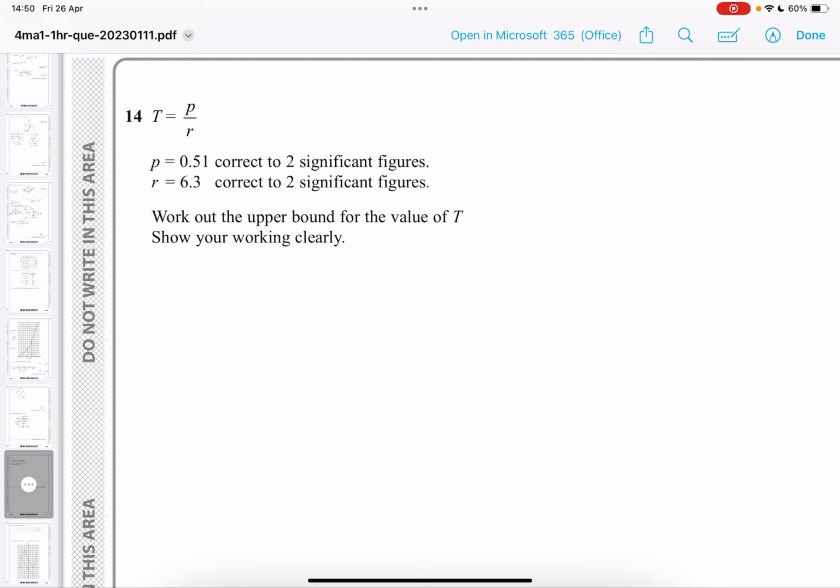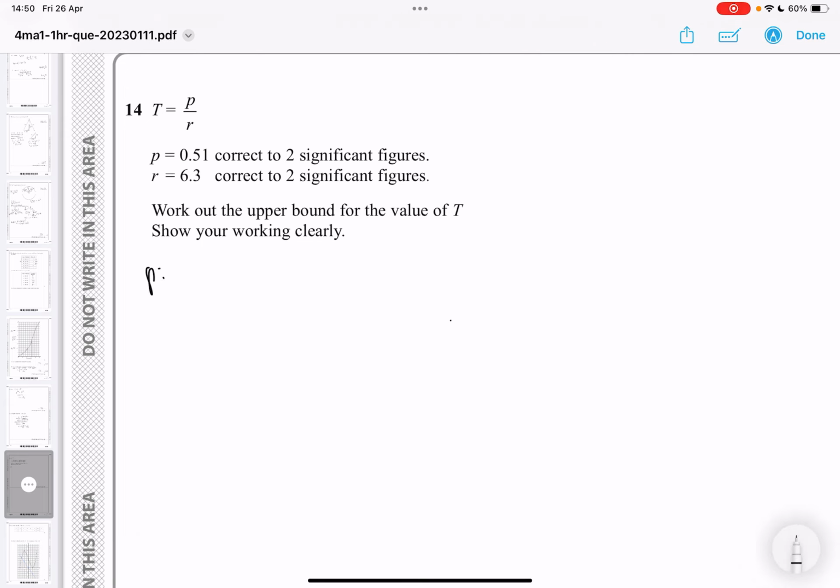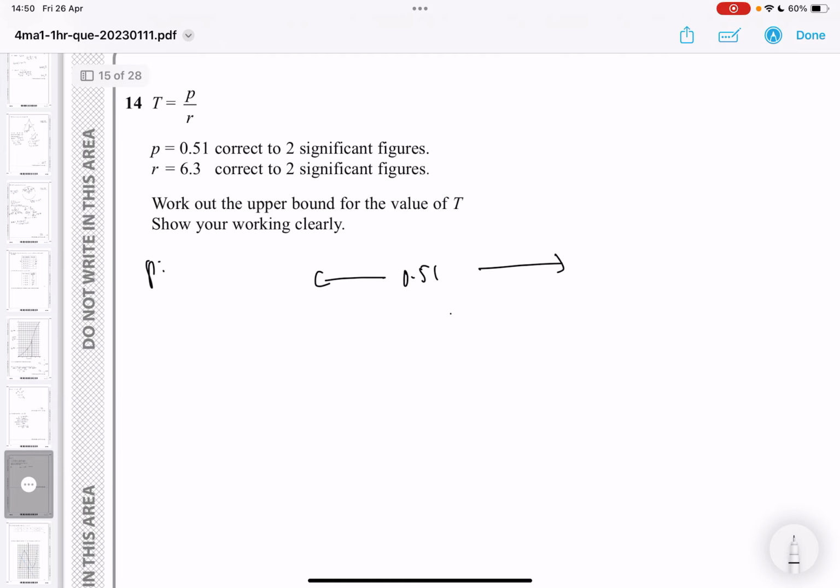So here we have P and R. So whenever I see a bounds question, I start off by working out the upper bound and the lower bound for the variables that they've provided. So for P, 0.51, we work out the upper bound and the lower bound. Because this is to two significant figures, the upper bound and lower bound always has to be to three significant figures. It always has to be to one significant figure more. So you add 0.005. Upper bound will be 0.515 and lower bound will be 0.505.